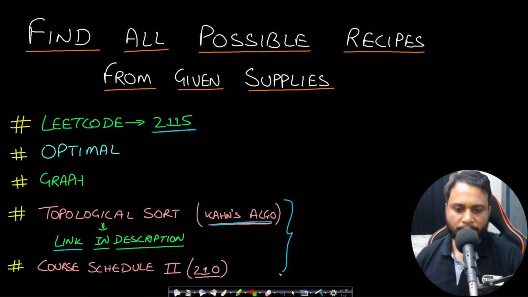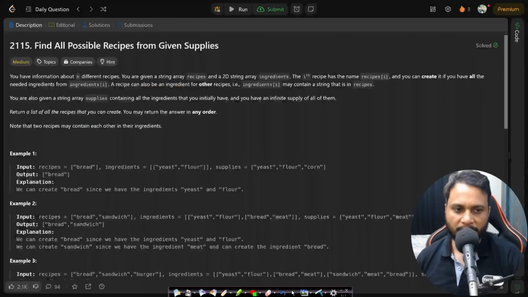A prerequisite before solving this is to learn about topological sort using Kahn's algorithm. I have already made a detailed video using the Course Schedule 2 problem, which is from Leetcode 210. So you can follow the link given in the description below, learn Kahn's algorithm, and then come back to watch this video. In this problem, you have information about n different recipes.